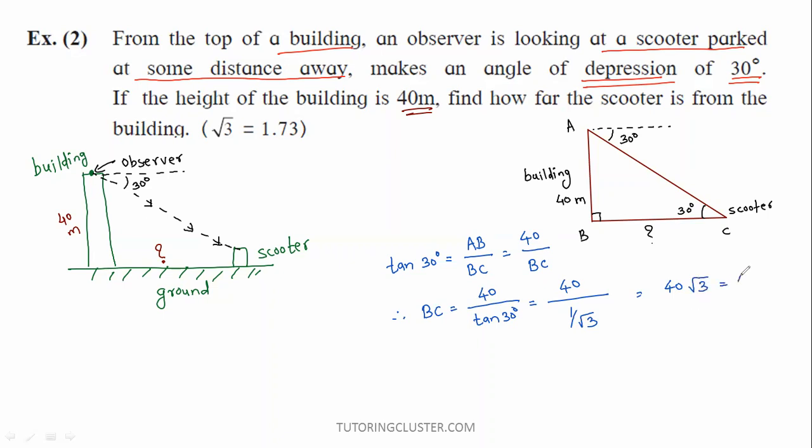Root 3 is given as 1.73. So BC is equal to 40 into 1.73, which is 69.2. What will be the unit? Meter. Why meter? Because 40 meter is given. So this will be your answer. The scooter is far from the building, at a distance of 69.2 meter.